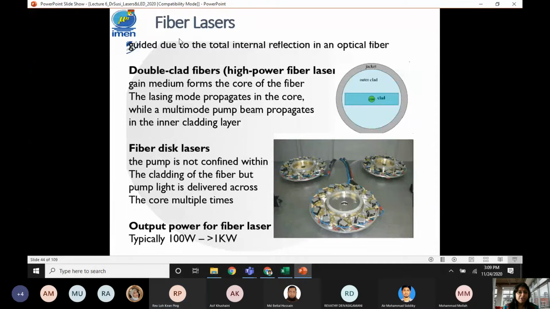Okay, so we looked at different types of lasers. Now we come to fiber lasers. I think Dr. Abang also covered this in his slides. So a fiber laser is guided because of total internal reflection in an optical fiber. You have a double clad fiber, high power fiber laser. This one is normally for telecommunication purposes. You also have a fiber disc laser in the form of a disc, and the output of this fiber laser is typically 100 watts to more than 1 kilowatt.